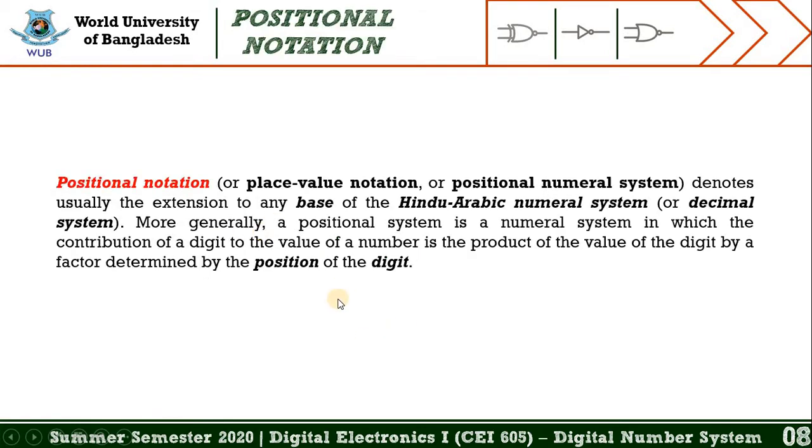Next, from this slide, we may learn positional notation. So let's start. Positional notation, or place value notation, or in another way positional numeral system, denotes usually the extension to any base of the Hindu-Arabic numeral system or decimal system. More generally, a positional system is a numeral system in which the contribution of a digit to the value of a number is the product of the value of the digit by a factor determined by the position of the digit. Let's move into the next slide.